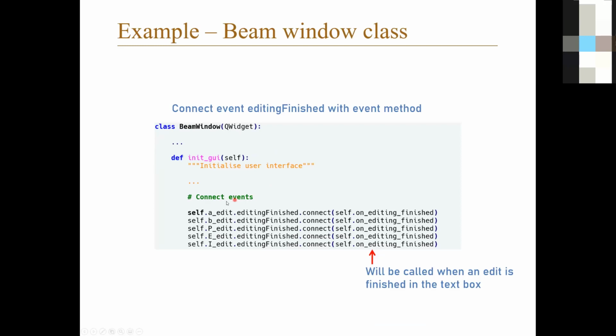And then I connect my events here. So what I do here is, on all these line edits, there is a special signal called editingFinished that will be called whenever the editing in the text box has been completed. It will call editingFinished.